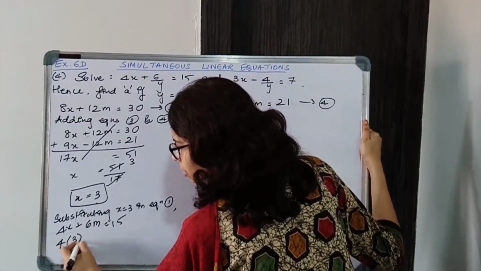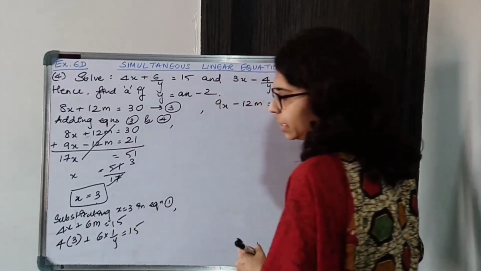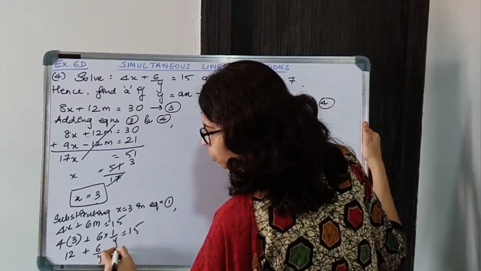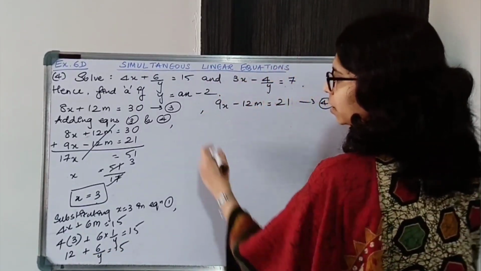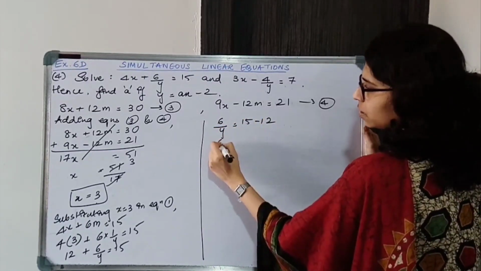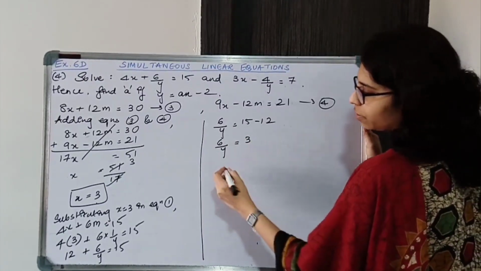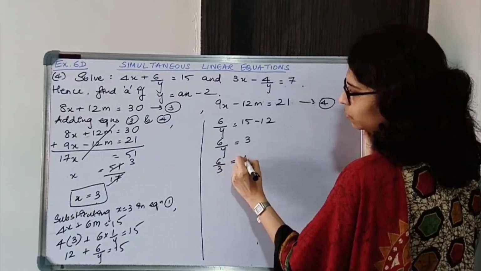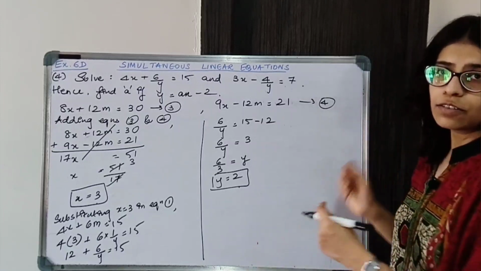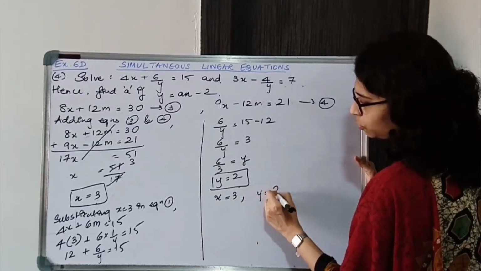4x is 3, so 4 into 3 plus 6 into 1 upon y equals 15. This will be 12 plus 6 upon y equals 15. Shifting 12 over here, 6 upon y is equal to 15 minus 12. 6 upon y is equal to 3. Shifting 3 over here and y over here, 6 upon 3 is equal to y. That is, y is equal to 2. We found the values of x and y. Just write down over here: x is equal to 3 and y is equal to 2.